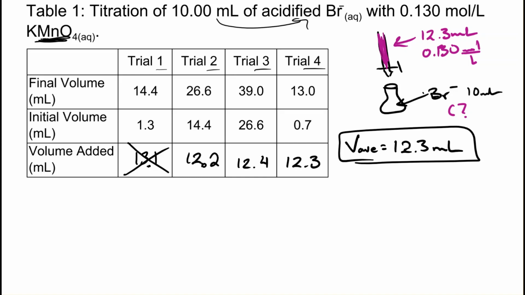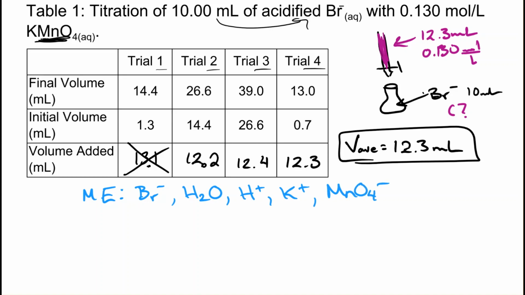Before we do that, we have to get a chemical reaction. So we're going to have to predict the chemical reaction. When we predict the chemical reaction, we have to do the same thing we just did. Major entities: we don't have a reaction, so we have to do it. We have bromide ions. We've got water, obviously. We've got hydrogen ions. We've got potassium ions. And we've got permanganate ions, because potassium permanganate is going to dissociate, because of its high solubility.